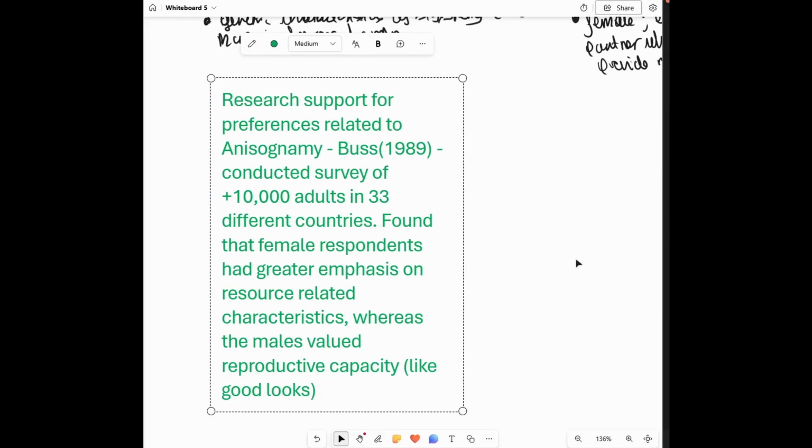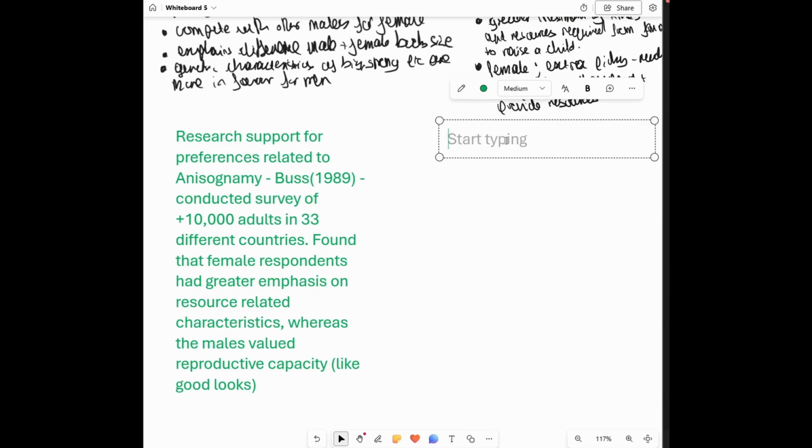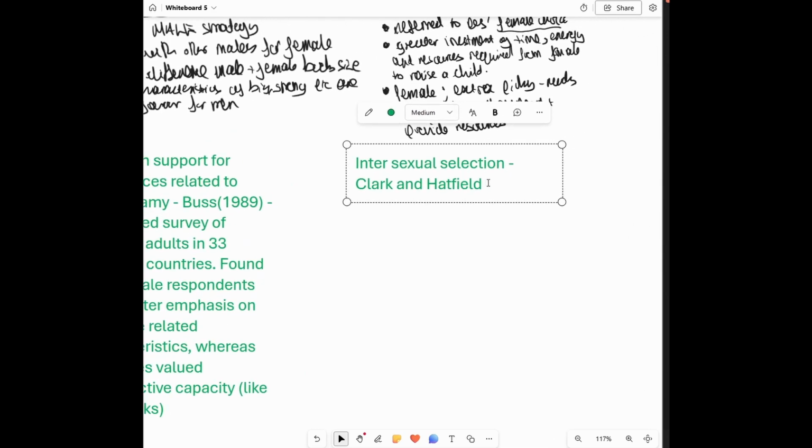So, positive for intersexual selection. Clark and Hatfield, also 1989, that's good, so it's like the same date. Illustrated reality of female choosiness. Okay, that's a bit, I don't know.